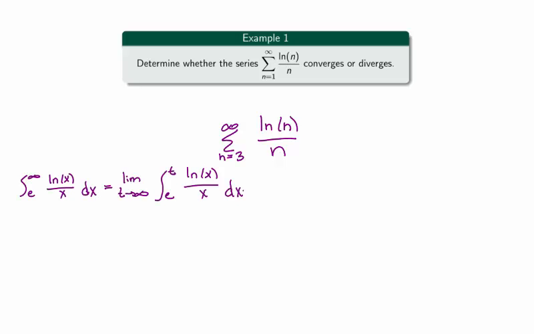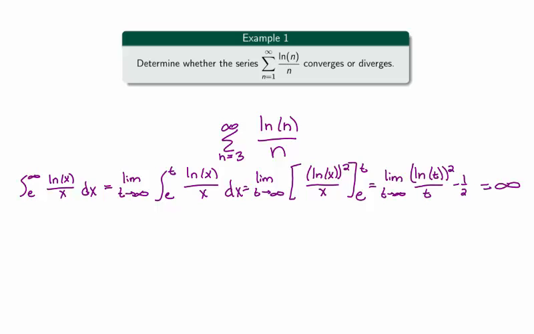The integral from e to infinity of the natural log of x divided by x dx equals the limit as t goes to infinity of the integral from 1 to t of the natural log of x divided by x dx, which equals the limit as t goes to infinity of the natural log of x squared divided by 2x evaluated from e to t, which equals the limit as t goes to infinity of the natural log of t squared divided by 2t minus 1/2, which equals infinity.